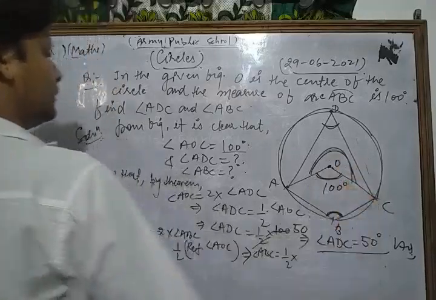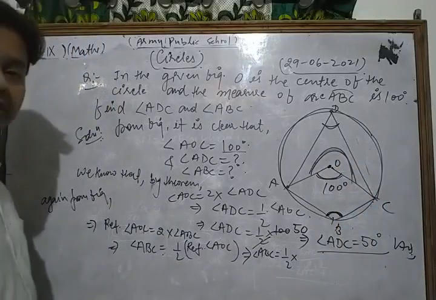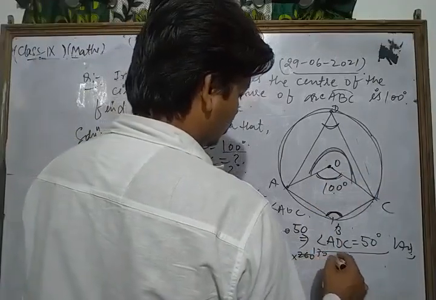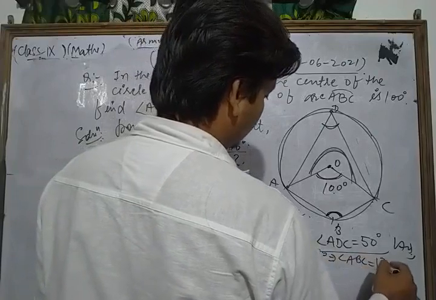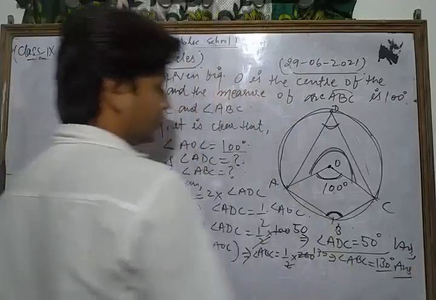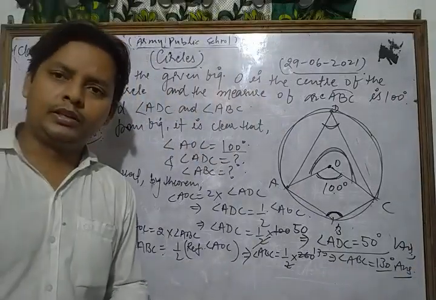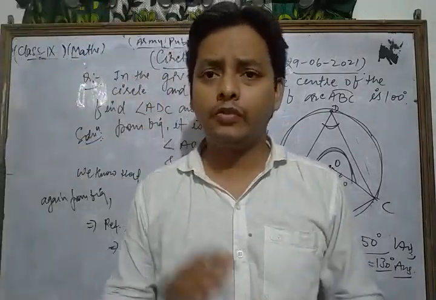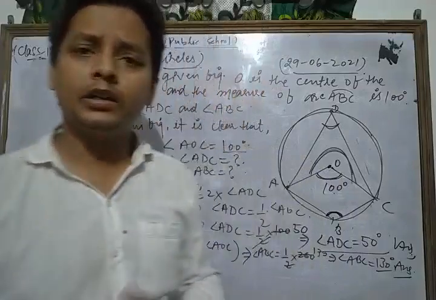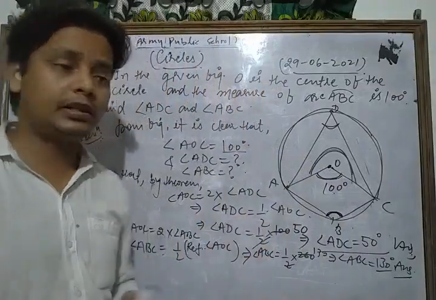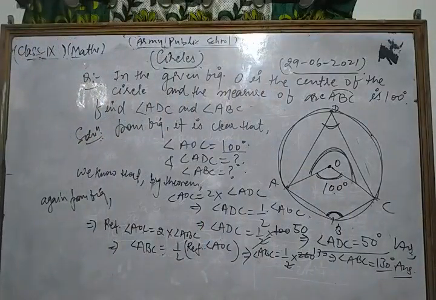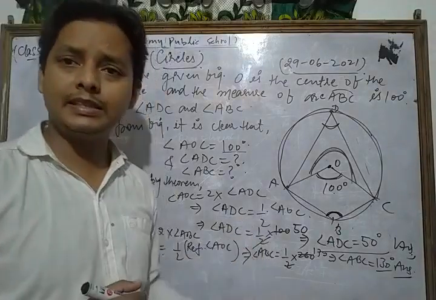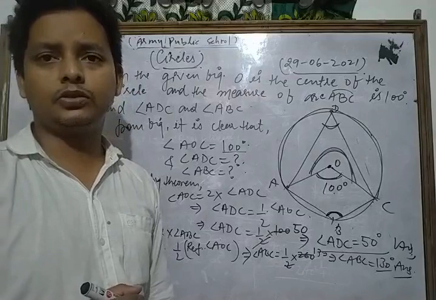Reflex of angle AOC means 260, because 360 minus 100 is 260. Half of 260: 2 threes are 6, 0. So angle ABC is 130 degrees. This is the other answer. Dear students, this is the method to solve that type of question. These are very important questions related to your theorem, so please do more and more practice of this type of question. After that, complete your NCERT exercise related to that topic.